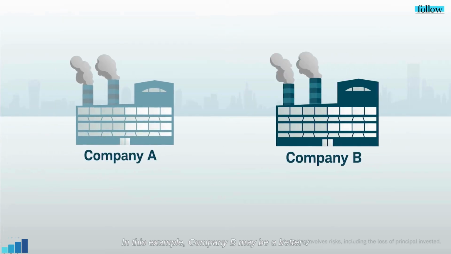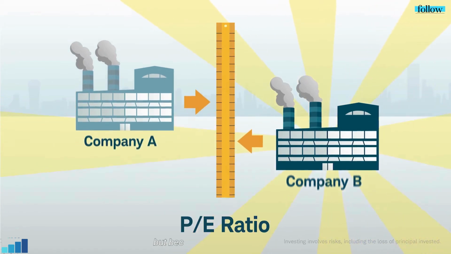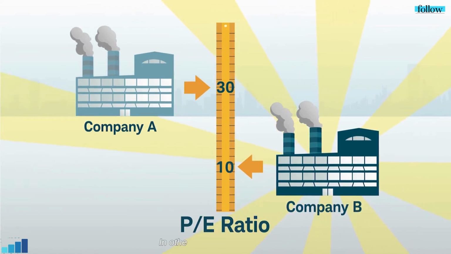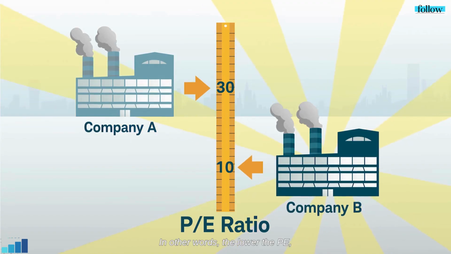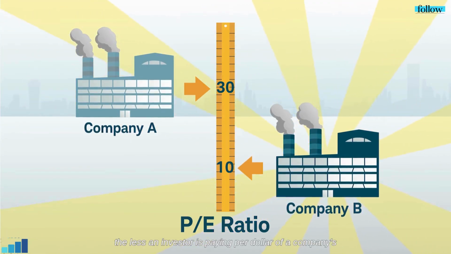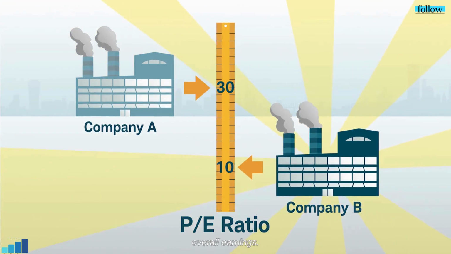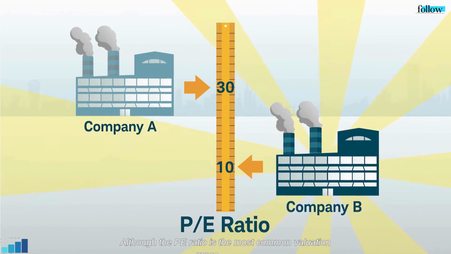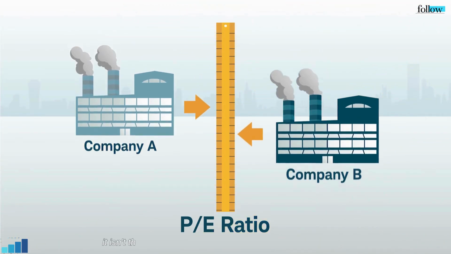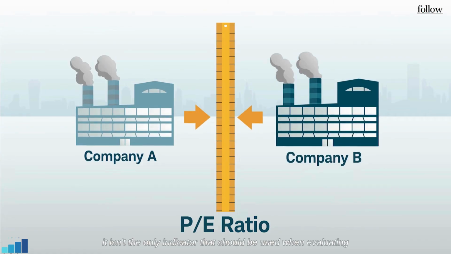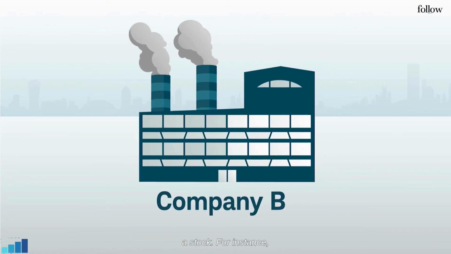In this example, Company B may be a better value, not because it has a lower stock price, but because it has a lower P/E ratio. In other words, the lower the P/E, the less an investor is paying per dollar of a company's overall earnings. Although the P/E ratio is the most common valuation measurement, it isn't the only indicator that should be used when evaluating a stock. For instance, some stocks may have low P/E ratios because they have limited growth potential.